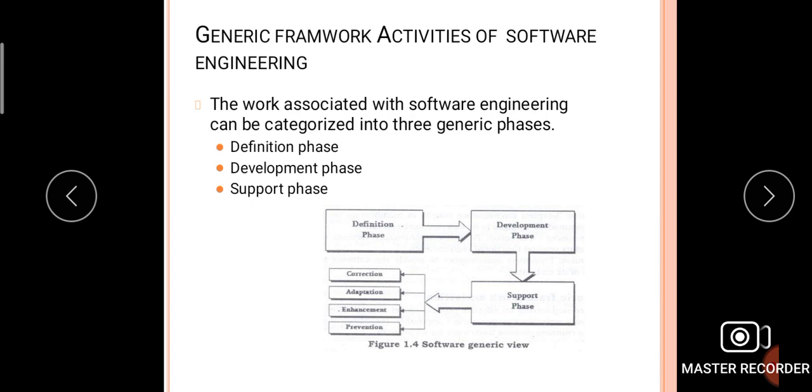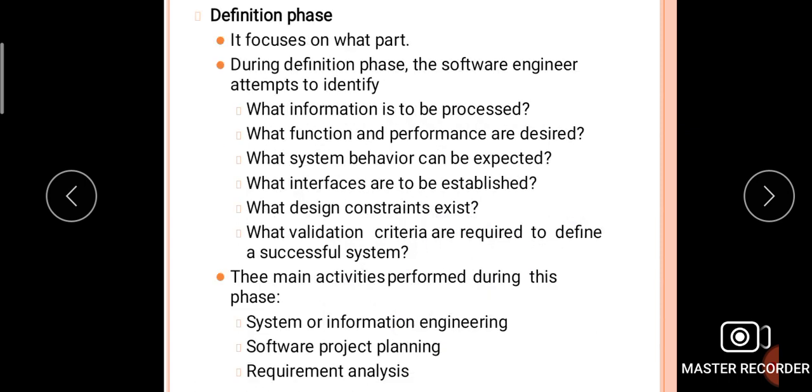Okay, so whenever you develop the generic framework for software engineering, you have to follow these three generic phases. First of all, the definition phase, second the development phase, then the support phase, and these phases contain correction, adaptation, enhancement, and prevention of the software. Okay. Next, first of all, the definition phase.